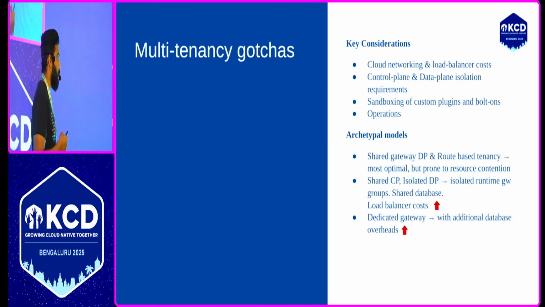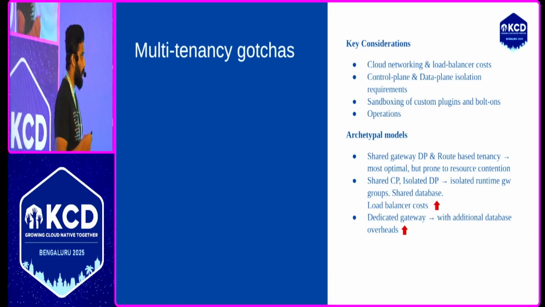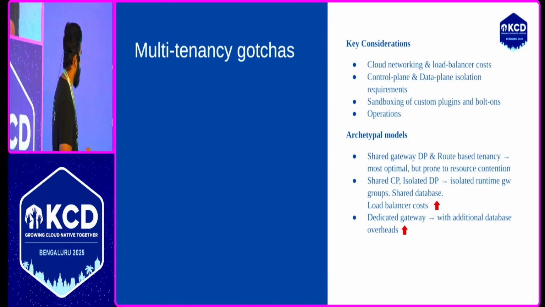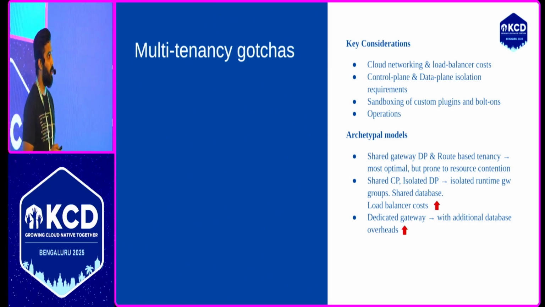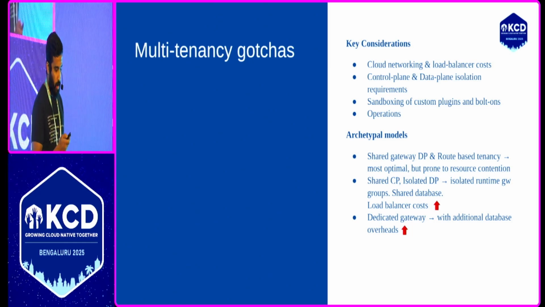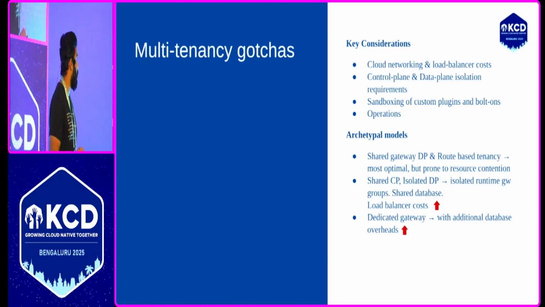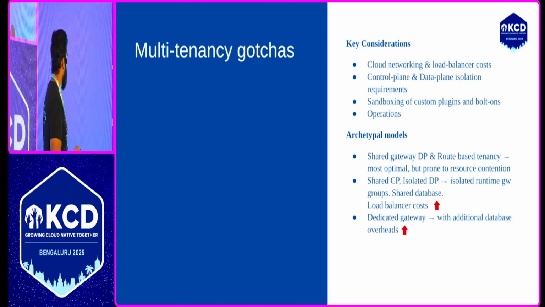How do you handle selectively upgrading one tenant? That talks about the operations aspect of it as well, where how do you do upgrades for one tenant without disturbing another. So some of these considerations have to be kept in mind while building the API gateway.